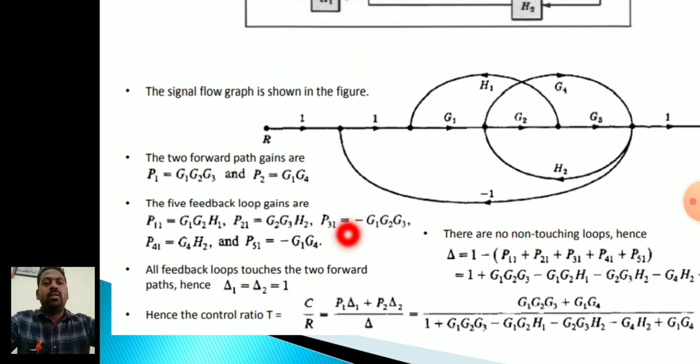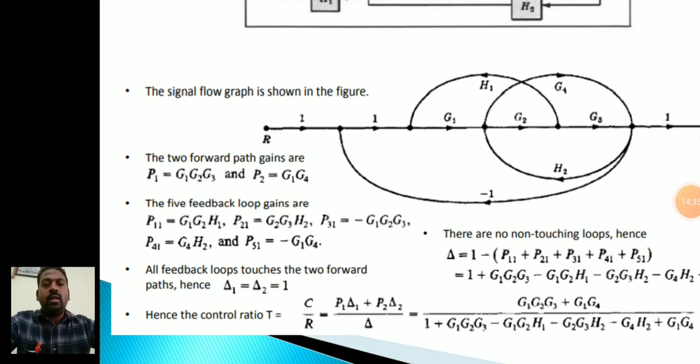Delta 1 and delta 2: as the feedback loops touch both forward paths, hence delta 1 and delta 2 equal 1. There are no loops not touching these forward paths. For these 2 forward paths, everything is touching. Hence the minimum value of delta is 1.